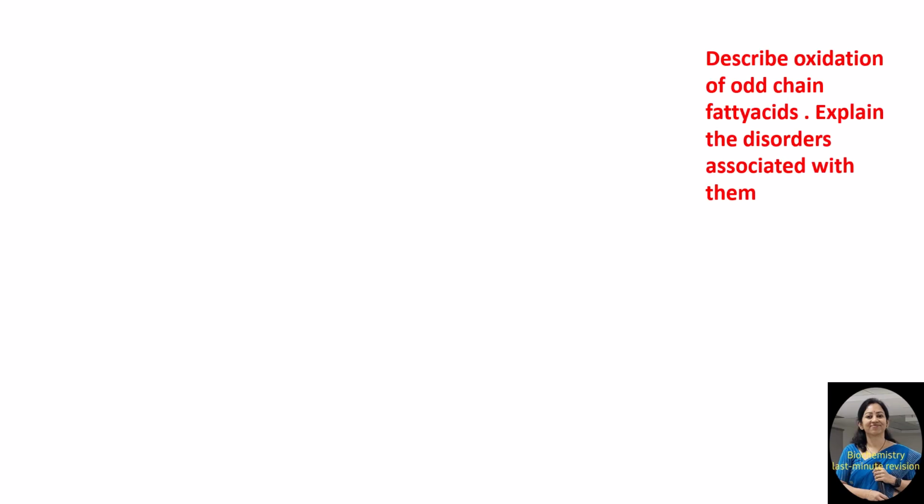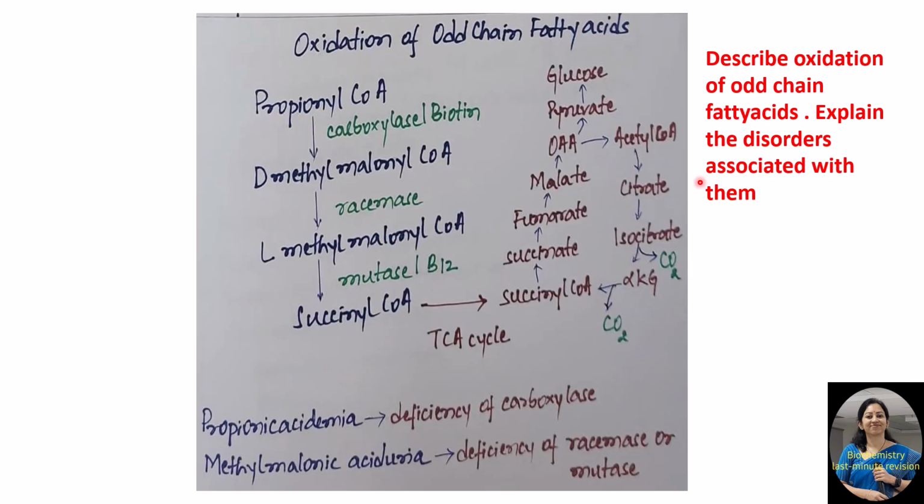Coming to one more mechanism of oxidation of fatty acid, this refers to oxidation of odd chain fatty acid. The question can be asked, describe oxidation of odd chain fatty acid, explain the disorders associated with them. The odd chain fatty acids have 3 carbon, 5 carbon, 7 carbon, 9 carbon, 11 carbon and so on. All of these undergo initial beta oxidation, and they end up with formation of propionyl CoA. From here the pathway is common to all of the odd chain fatty acids.